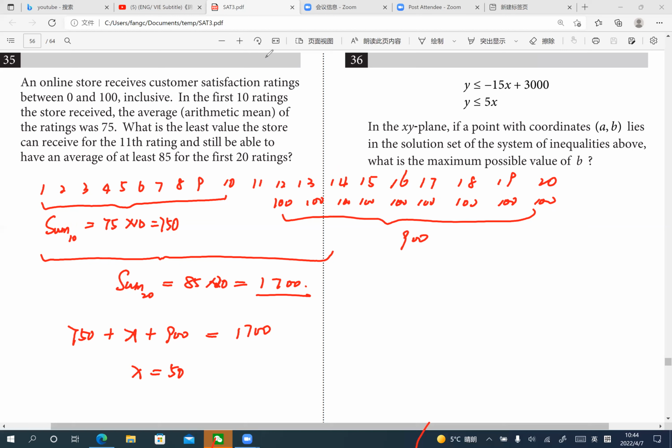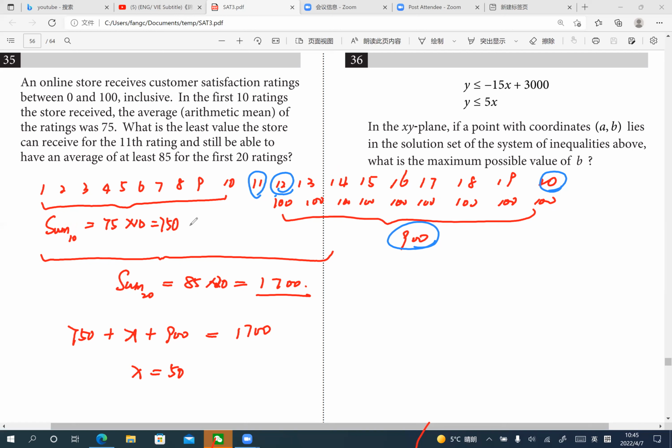And the least value of the 11th number will only happen when the numbers from the 12th to the 20th are all 100. Only in that case can the 11th number have the least value. So from 12 to 20, they are all 100. So the sum of these 9 numbers is 9 times 100, which is 900.